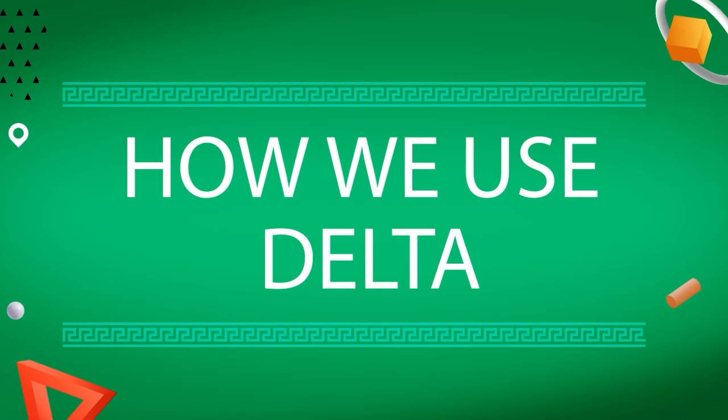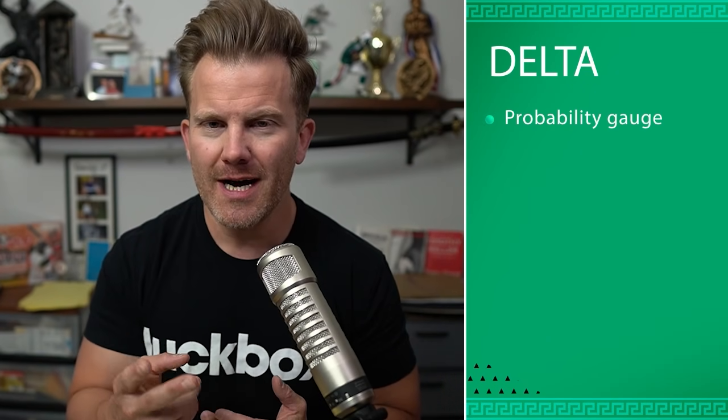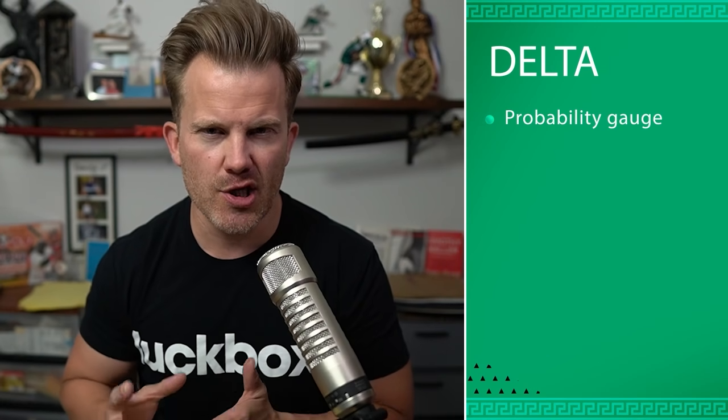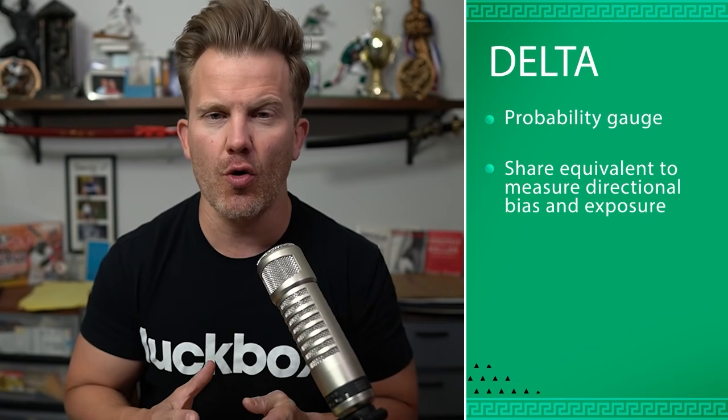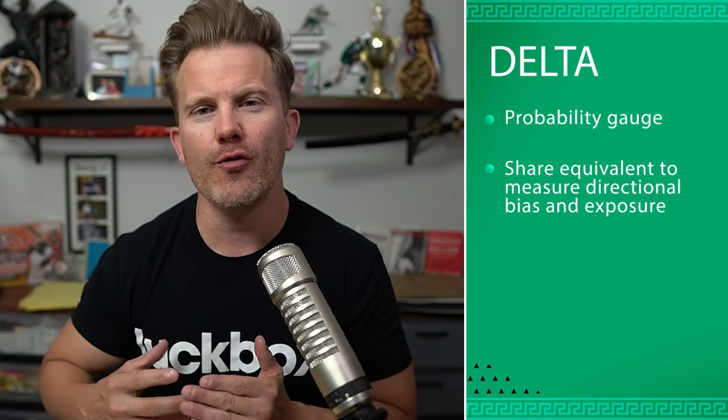Here's where things get pretty interesting. This is actually not how we primarily use delta. We actually use delta in a couple of other ways, which brings me to my next point. So how do we primarily use delta? Well, in addition to that textbook definition, there are 2 other interpretations of delta. Number 1, delta can be used as an approximate probability gauge. And number 2, delta can also be used as a share equivalent to measure your directional bias or your directional exposure.